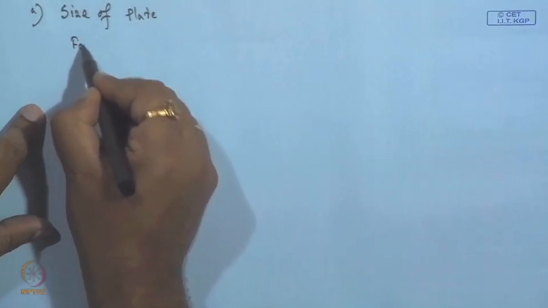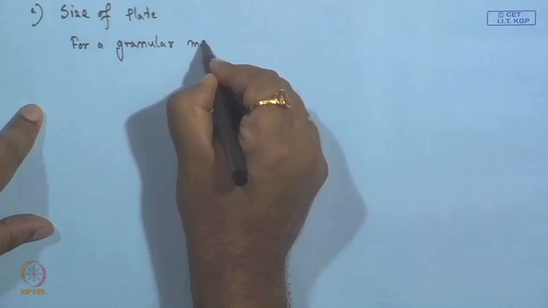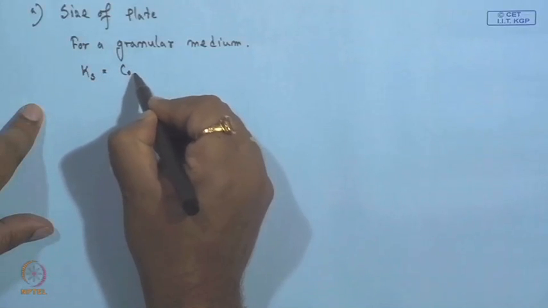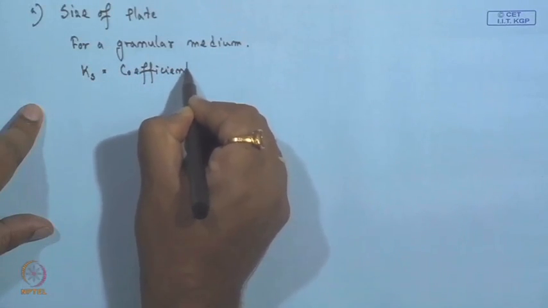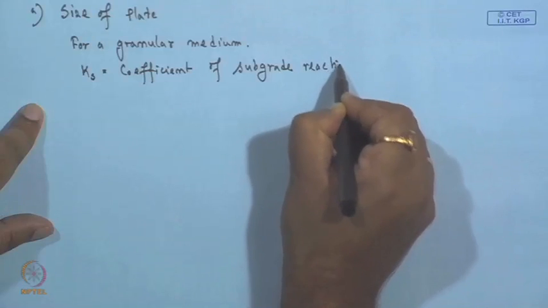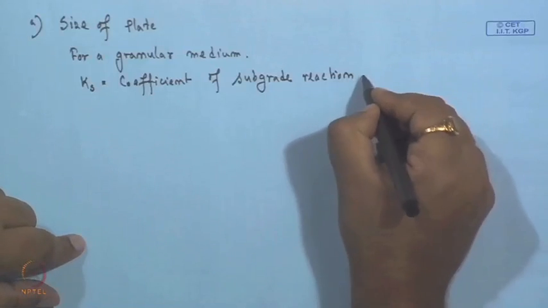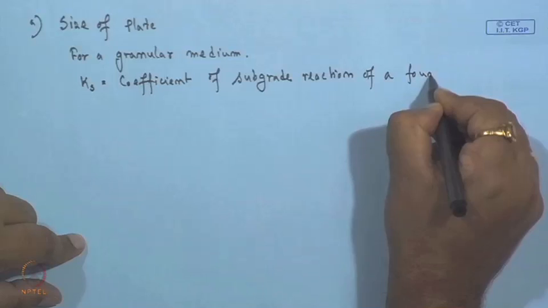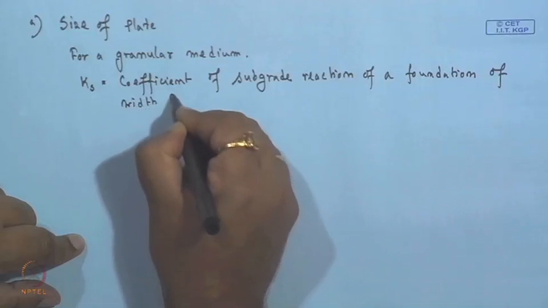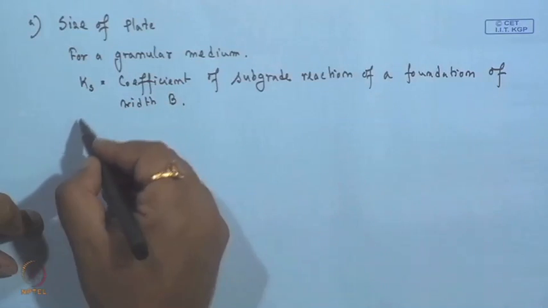Now for a granular soil or medium, if K S is equal to the coefficient of subgrade reaction, which is the same as the modulus of subgrade reaction, those two things are the same, of a foundation of width B. So, K is the coefficient of subgrade reaction for the actual foundation of width B.